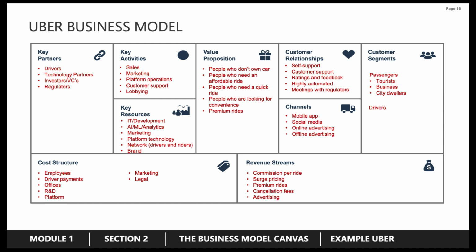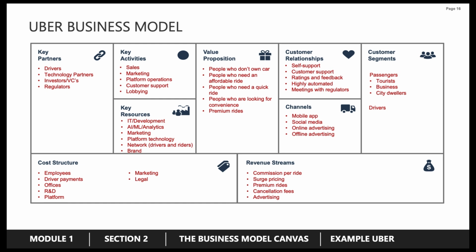In terms of partners, they've got technology partners. Uber doesn't do all this itself. So in other words, it uses platforms and infrastructures that are already in place. It's got investors and venture capitalists who have invested heavily in the growth of Uber, and obviously regulators as well, coming back to the lobbying. So they have to understand legal aspects and what regulators are changing in terms of law. So the cost structure then is all those other things. It's employees, driver payments, offices, R&D, platform, marketing, legal. So they've got a lot of costs in there.